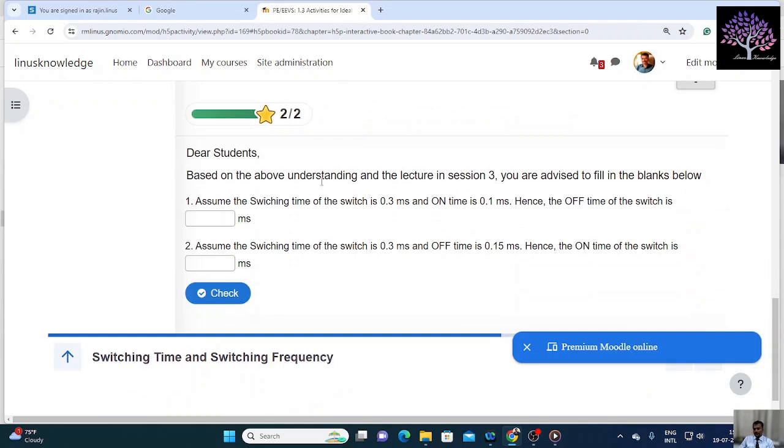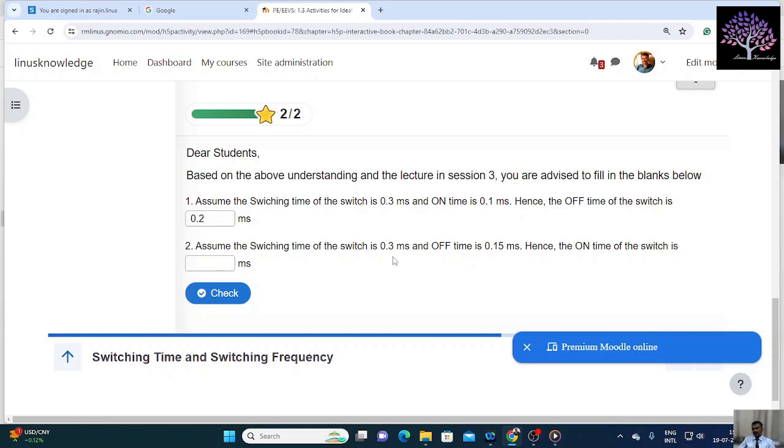Then the last one, dear students, based on the above understanding and the lecture in session 3, you are advised to fill in the blanks below. Assume the switching time of the switch is 0.3 millisecond and on time is 0.1 millisecond. Hence, the off time of the switch, that means we already know the total switching time 0.3 and the on time 0.1, just subtract 0.3 minus 0.1, so the answer is 0.2. You type it yourself, and you can check the answers after filling in all of them.